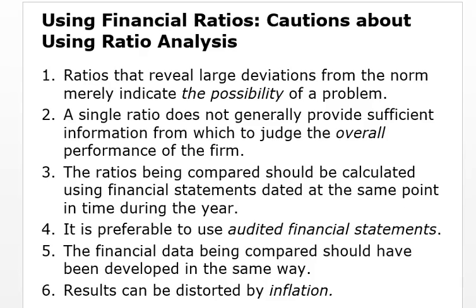The ratios being compared should be calculated using financial statements that are dated at the same point in time. So they have to line up. I see students in my investment class making this mistake. I asked them to generate an analysis of a stock industry, and they're taking financial statements from one company from two different periods and creating financial ratios from information from two different financial statements. That makes no sense. They have to be the same financial statements for the same period of time, the end of the year, whatever, 2014. You can't use some items from 2013 and some items from 2015.